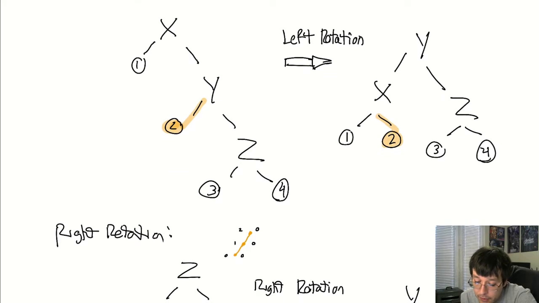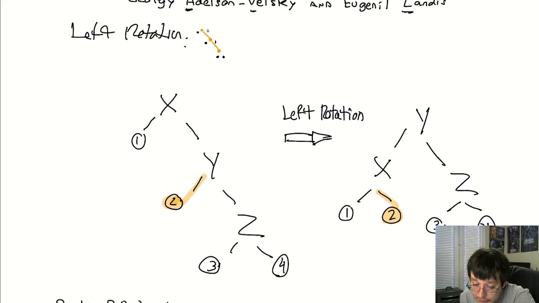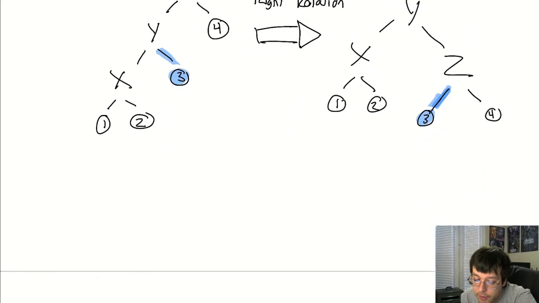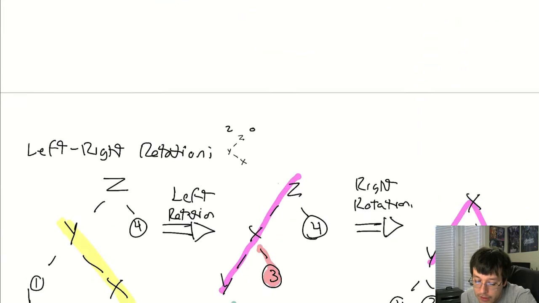Okay? So I went ahead and highlighted here in the cheat sheet what the child is that changes. The non-highlighted children are the ones that don't change. So only the highlighted ones are changing. You can see every rotation, there's going to be one child that changes.